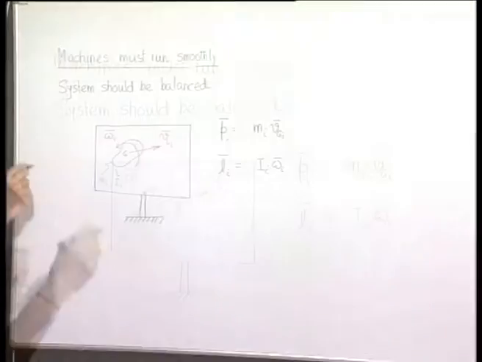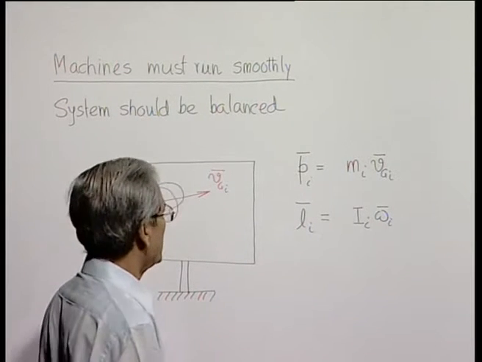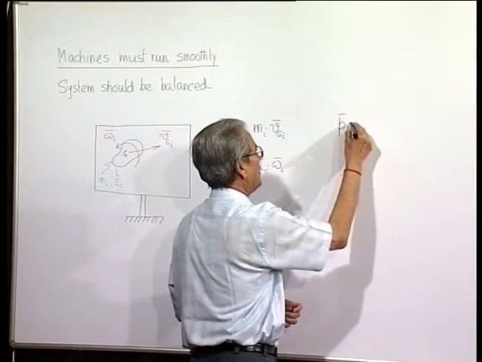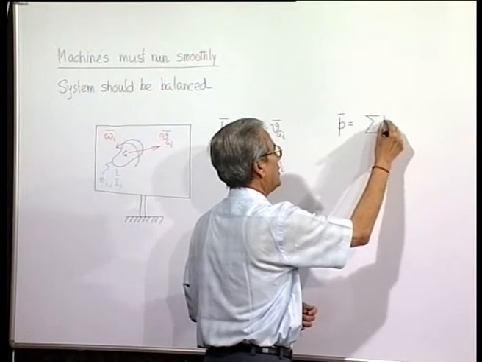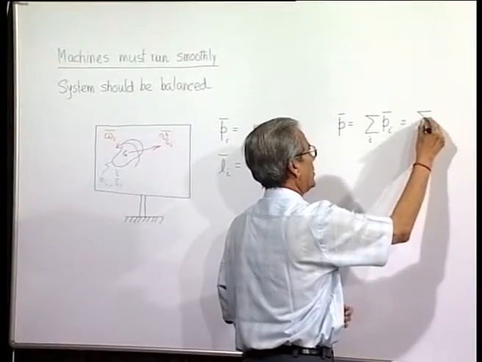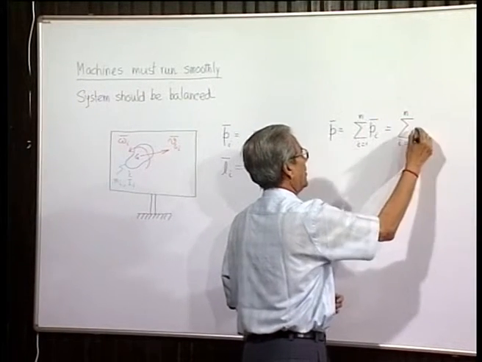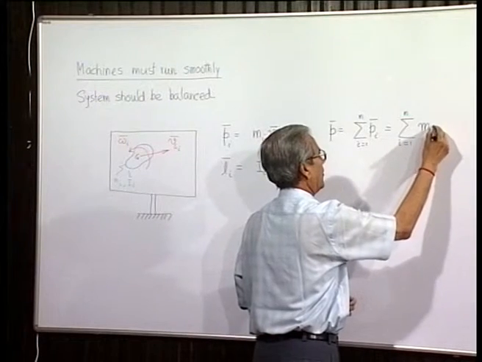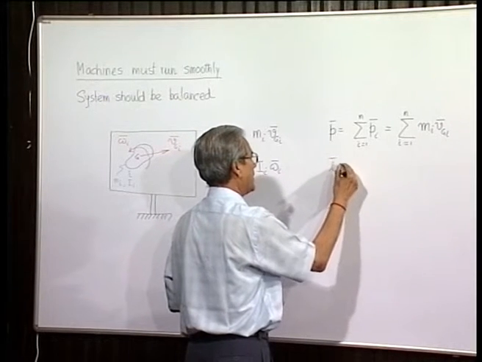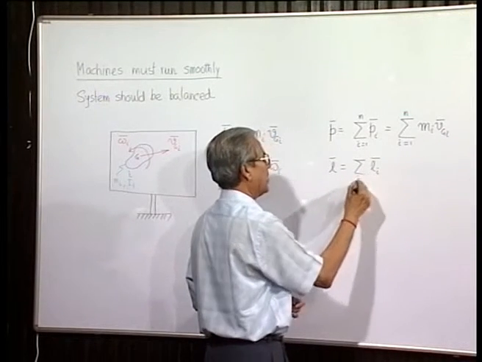So, when we consider all the bodies together constituting the whole system or machine, then the total linear momentum of the whole machine will be given by the sum total of all the individual linear momenta summed over all the components, if there are n components, and similarly the total angular momentum of the system will be the vector summation of the individual angular momenta.